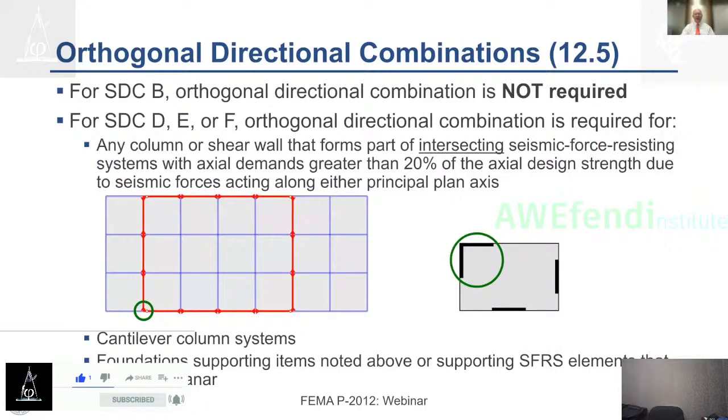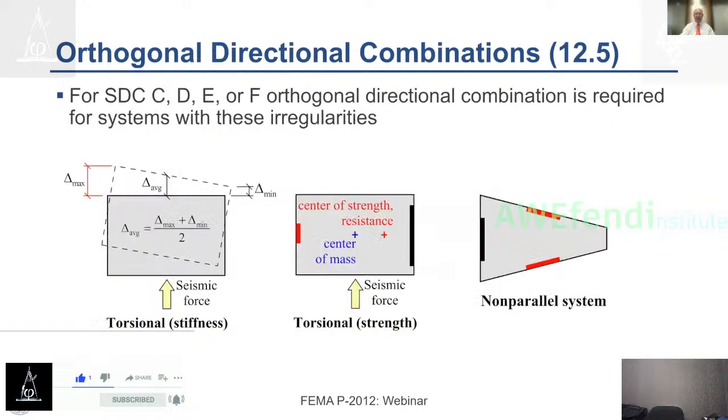The idea is, well, first, although earthquakes happen in all directions for all earthquakes, for lower seismic design categories, the consequences are not so great. And for Seismic Design Category B, you're allowed to still consider the systems independently in the two directions. For higher seismic design categories, if the lateral system elements are intersecting so that they get loaded from both directions, we need to think about that. So for instance, orthogonal directional combinations are required in ASCE 7-22 if we've got torsional irregularities or a non-parallel system irregularity.